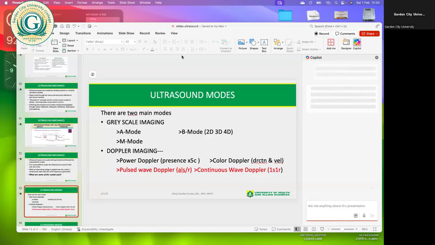We have what we call the 3D. So with regards to the B mode that I just described, there are 2D, 3D, and then 4D. The 2D is two-dimensional. 3D is three-dimensional, whereas 4D is four-dimensional. 2D is when you have the superimposition of a body tissue.